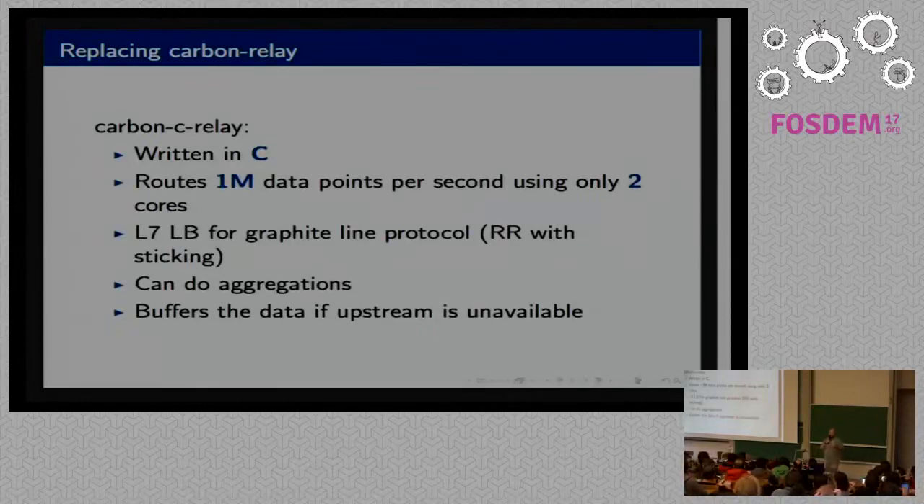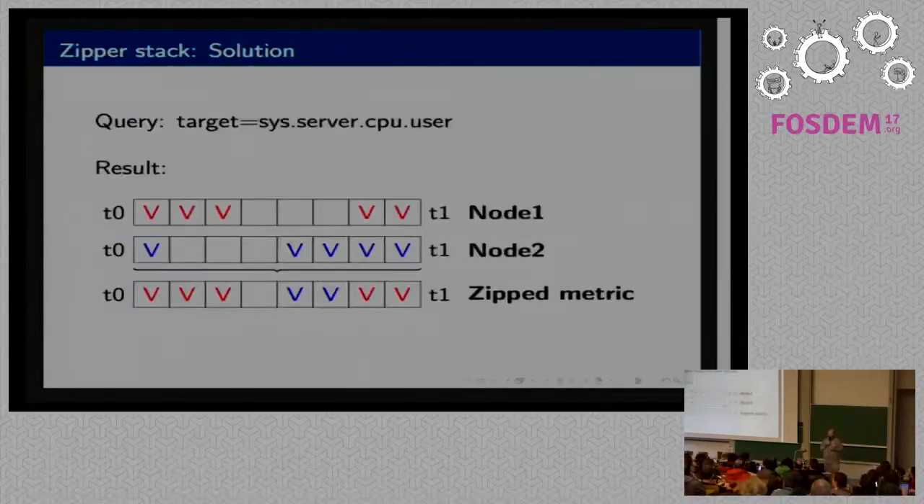It also can do aggregations, and in case of some network failures, it can buffer your data for some amount of time. You can limit this amount of time to prevent OOM from coming and killing some of your daemons, but it sometimes helps. Another problem we decided to fix was the difference between the data.